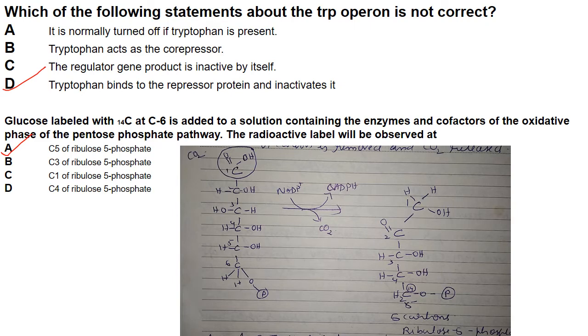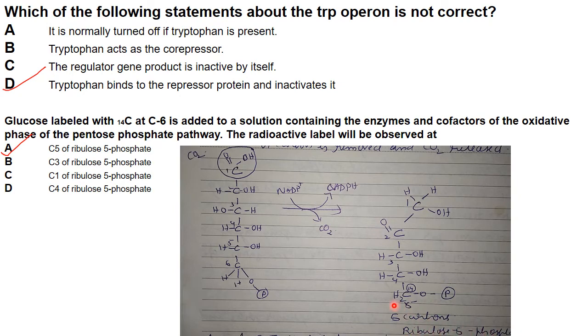So this is glucose. It is phosphorylated at C6, that is over here. This carbon atom is labeled with C14 at C6. And after NADP is getting converted to NADPH and carbon dioxide is released, you get 5 carbon compound, that is ribulose 5-phosphate.